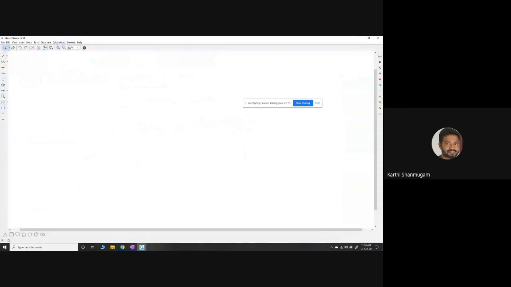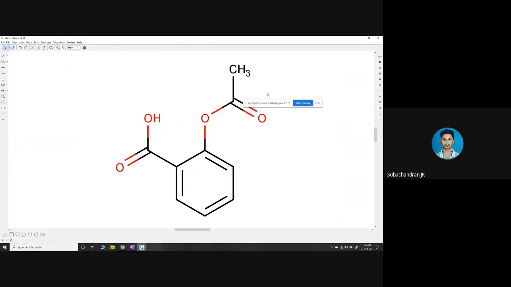Is the structure of aspirin visible for you? I have drawn the structure of aspirin. Is it visible? Yes, sir. The first thing is, can you tell what the various functional groups present in this molecule are? Ketones. Carboxylic acid. Carboxylic acid is present, right?